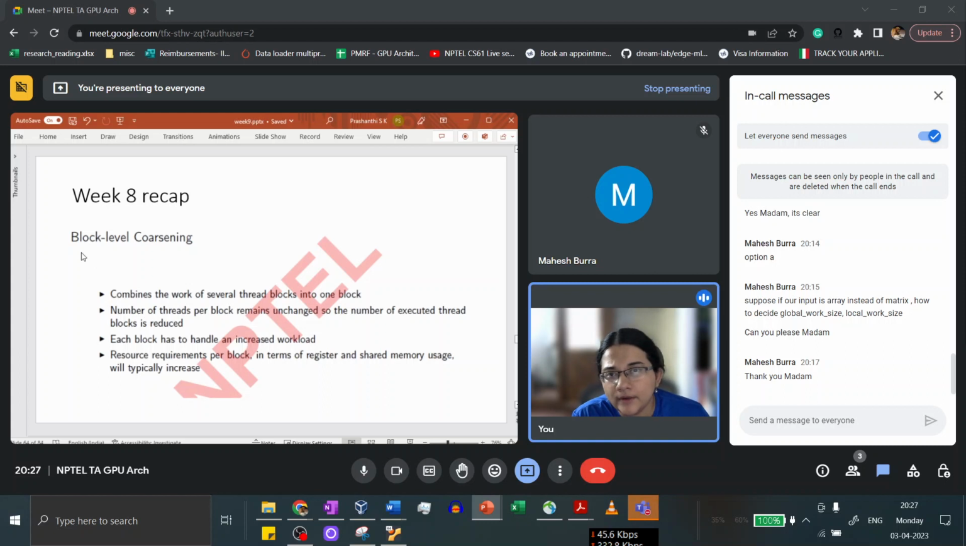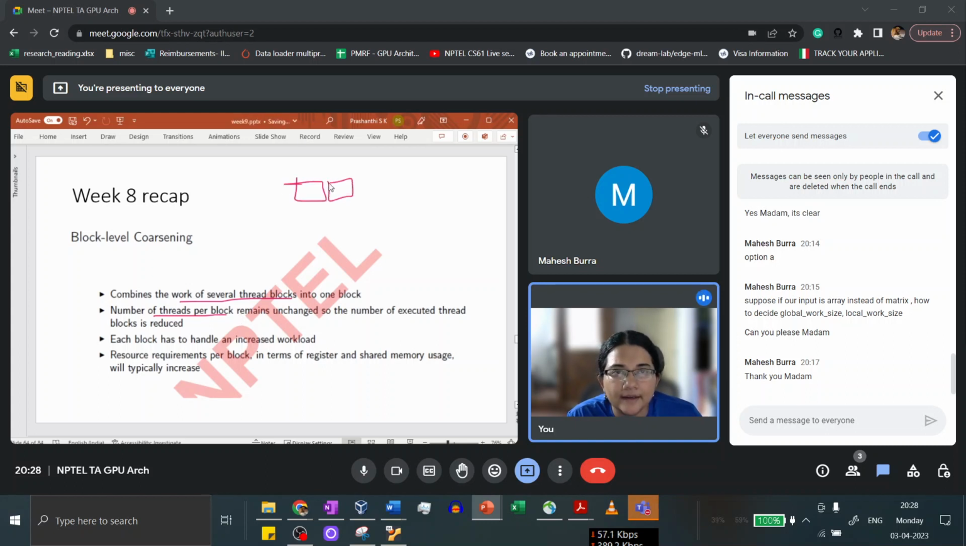Moving over to block level coarsening. Here we combine the work of several blocks into one block. So now the number of threads per block remains unchanged, and the number of executed thread blocks is reduced. Each block has to handle an increased workload. In thread coarsening each thread had to handle an increased workload; here the block itself has to handle an increased workload, because your number of threads per block doesn't change. We are combining the work of several blocks into one block.